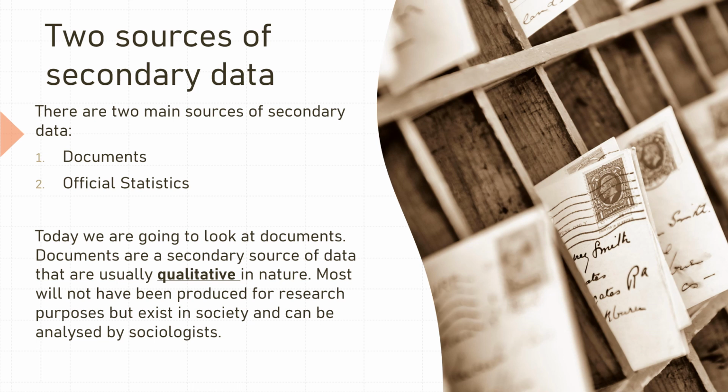We're going to look at documents. They're usually qualitative, so there's a lot of detail and depth. There's a lot of information in there. It allows you to really get an idea of what the person who's created the document is thinking, and these usually haven't been produced for the purposes of sociological research. These documents aren't made so that people can go do research. They're made for lots of different reasons to do with normal life, but then we use them to analyze what's going on in society at the time.